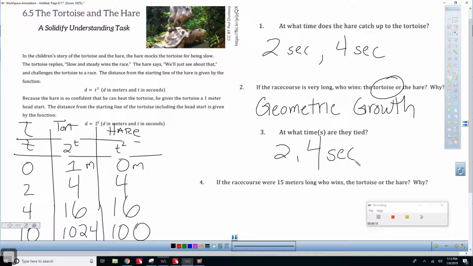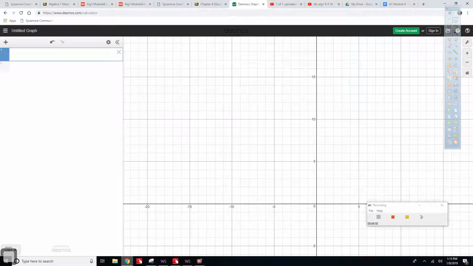Okay? If the race course was 15 meters long, ooh, 15. We don't know that. We're saying in between 2 and 3. So I think we're going to need to go to the... No, that's not what it's saying to do. They're saying what if this was a 15 in here. Okay, who would get to 15 in fewer seconds? So we don't know. So we're going to have to go to Desmos for that. Okay?